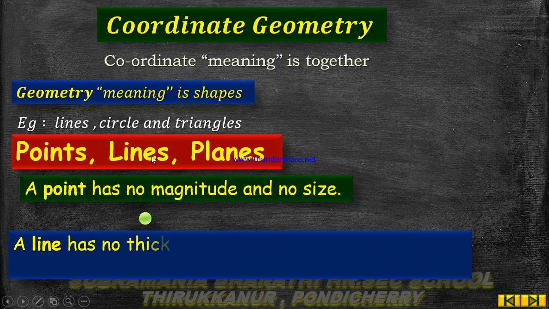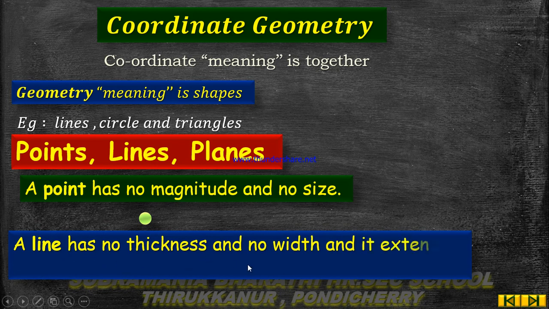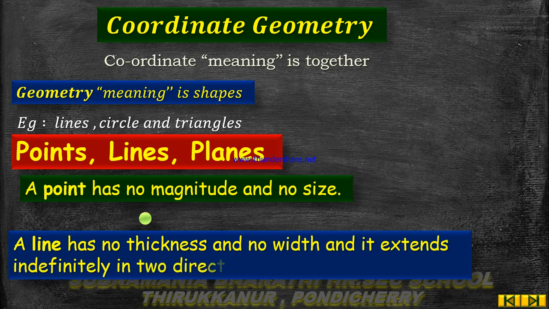Now second, a line. What is meant by a line? A line has no thickness and no width, and it extends infinitely in two directions, like left and right side. Like a straight line, this is one direction, this is the other direction. So it extends to both left and right sides. It has no thickness.